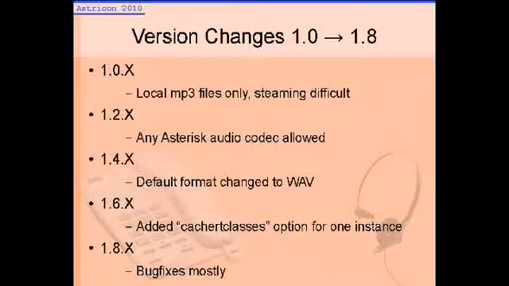In 1.6, they added cacher classes, which is a way of having one single instance run and all calls that are in music on hold simply pull from that stream, which, if you've got 100, 200, 300 calls in music on hold, drastically lowers the load on your system instead of playing 100, 200, 300 individual files. Now that does reduce the functionality. You're not able to do things like have the file start at the beginning, as you do with files, but in a lot of cases, in high-capacity systems, that's not as big of a concern.